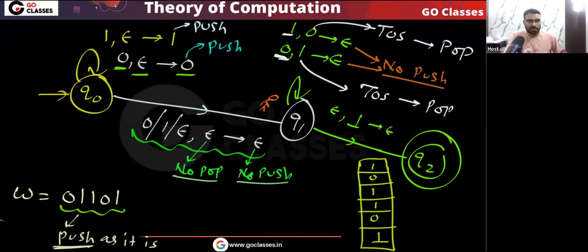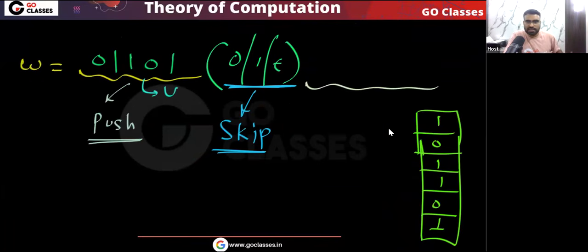So can anyone tell me what is happening? Please see. If 1 is coming, if the input is 1, then top of the stack must be 0. If input is 0, then top of the stack must be 1. It's like this. If top of the stack is 1, then the input must be 0, not 1. Yes or no? Are you getting my point?